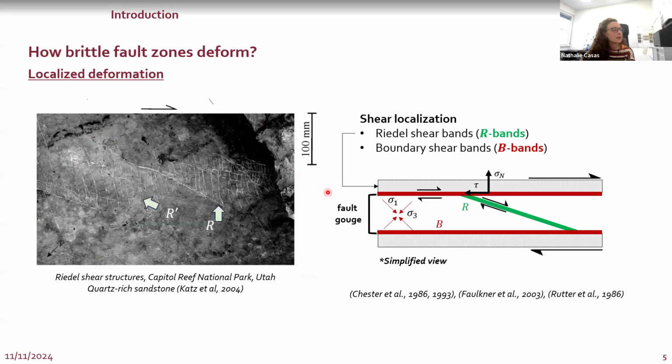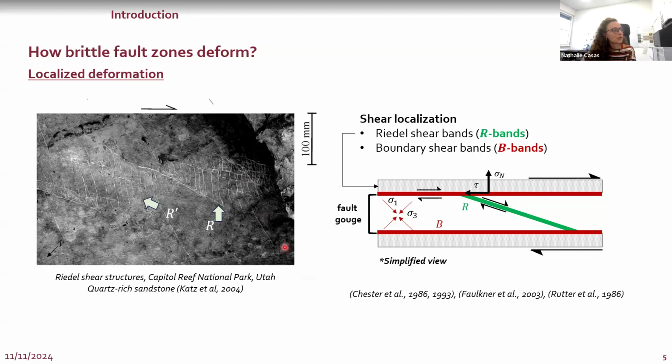These shear deformations can be very complex. Here you have what we call Riedel shear structures, with different orientations of Riedel bands, conjugate Riedels, from a quartz-rich sandstone. But for the rest of the presentation, I will use a simplified view of this shear localization. I will mostly speak about Riedel shear bands, which you see here in green, oriented 10 to 15 degrees from the direction of shearing most of the time, and boundary shear bands, the red ones here, which are parallel to the direction of shearing and at the interface between the fault gouge and the rock walls. This is indeed a simplified view, since many other shear bands can happen.